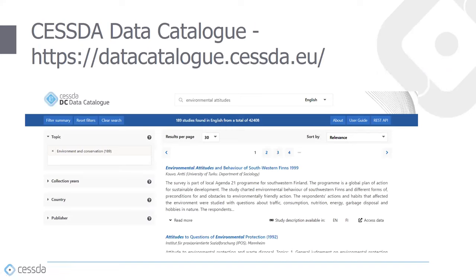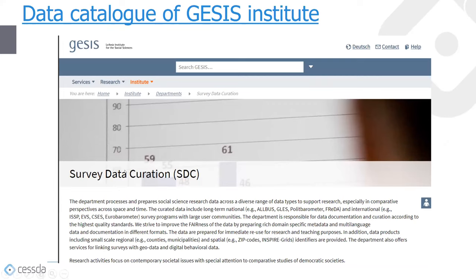This is a screenshot from the CESSDA data catalog. As I mentioned before, you can try to search through it, use some filters and try to find some relevant data. This is the data catalog of the German GESIS Institute. It's not important because it contains a lot of data on Germany, but it's important mainly because, as a large archive, it takes care of and makes public many international data sets from sociological surveys and public opinion polls on European or even worldwide level.